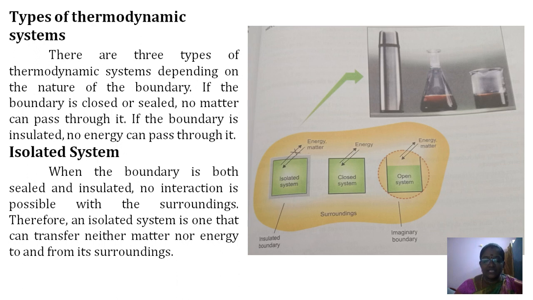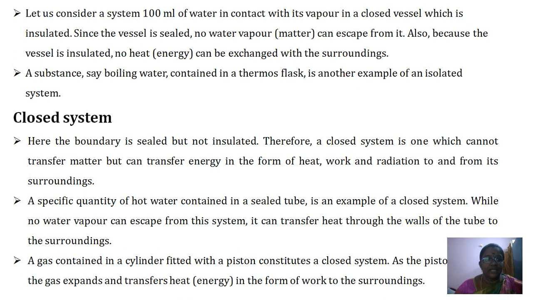Therefore, an isolated system is one that can transfer neither energy nor matter to or from its surroundings. Let us consider a system of 100 ml water in contact with vapor in a closed vessel which is insulated. Since the vessel is sealed, no water vapor can escape from the bottle. Also, because the vessel is insulated, no heat is transferred to the surroundings. So boiling water contained in a thermoflask is another example of an isolated system.